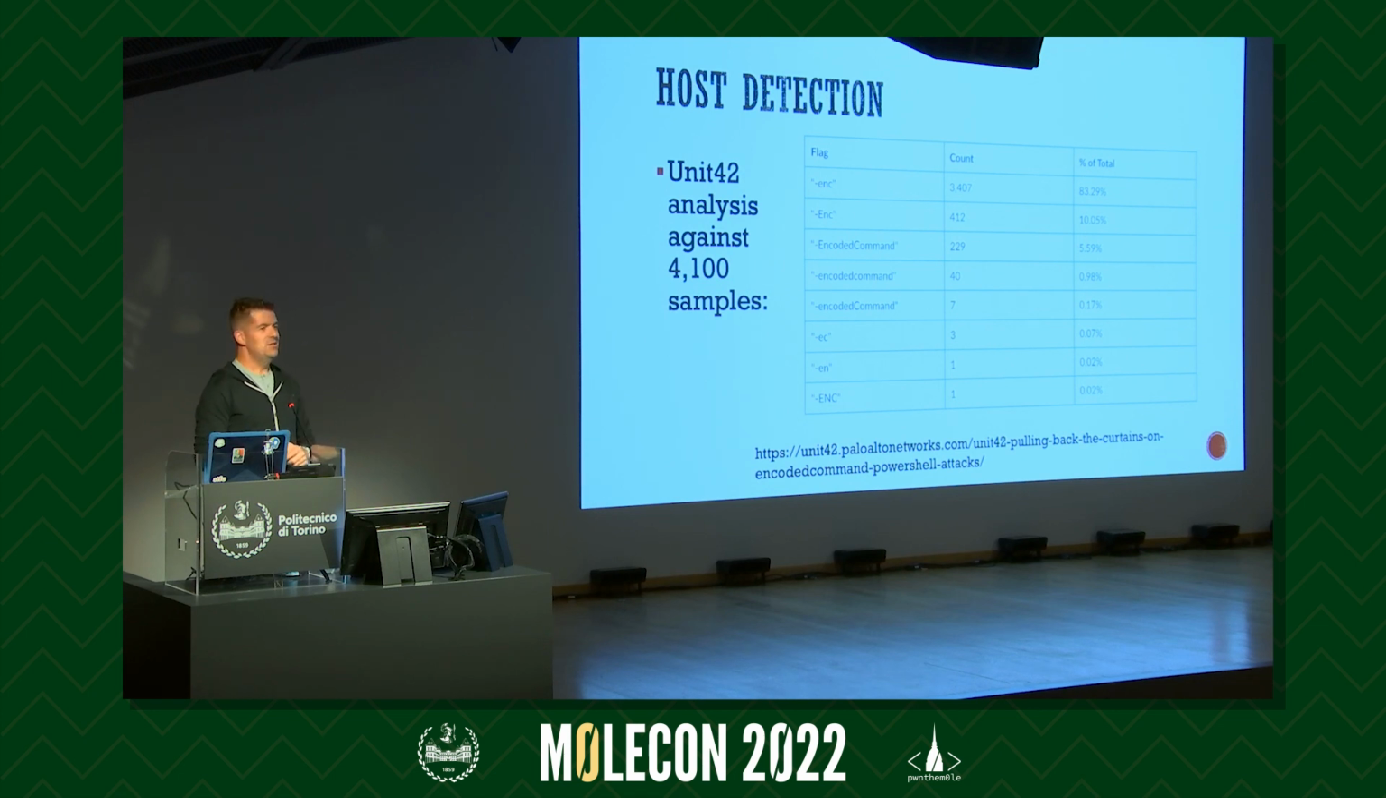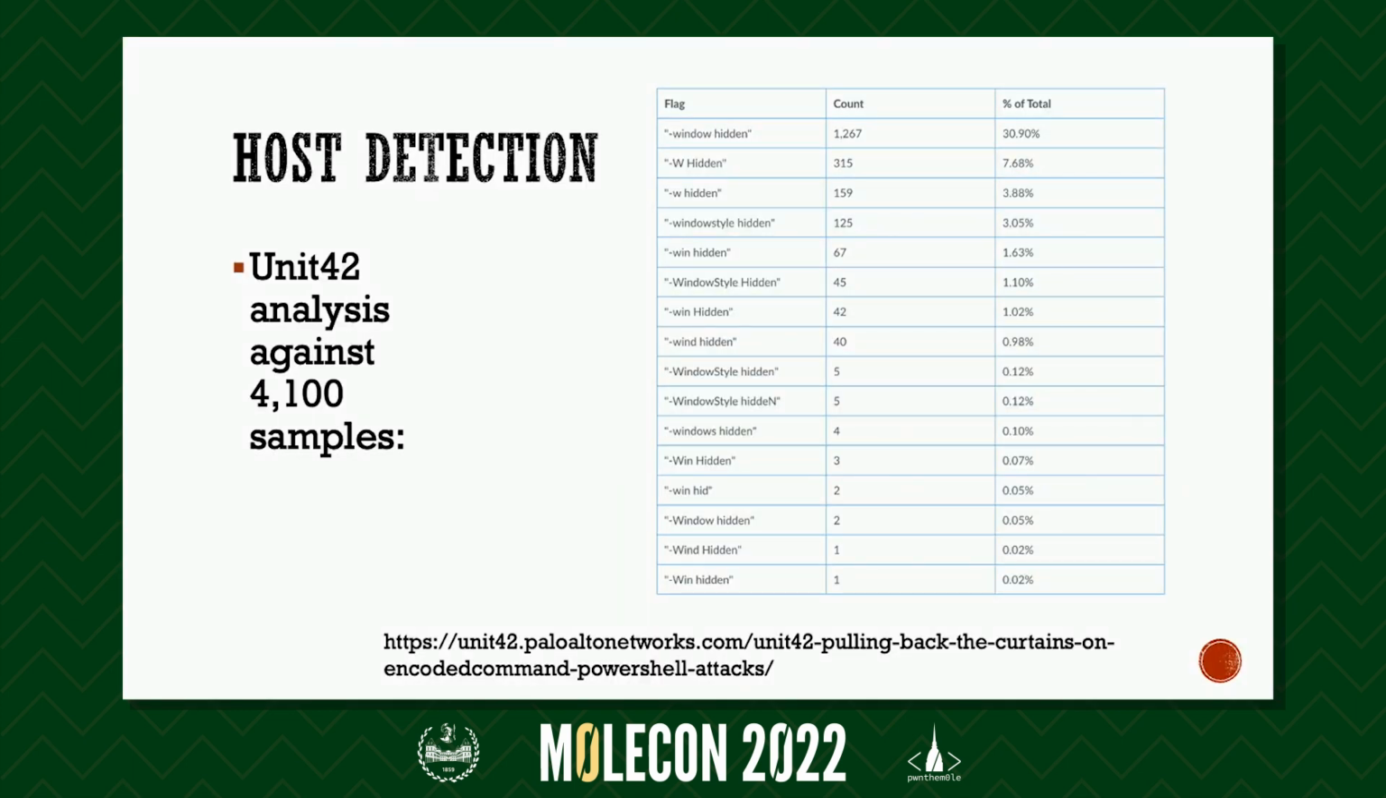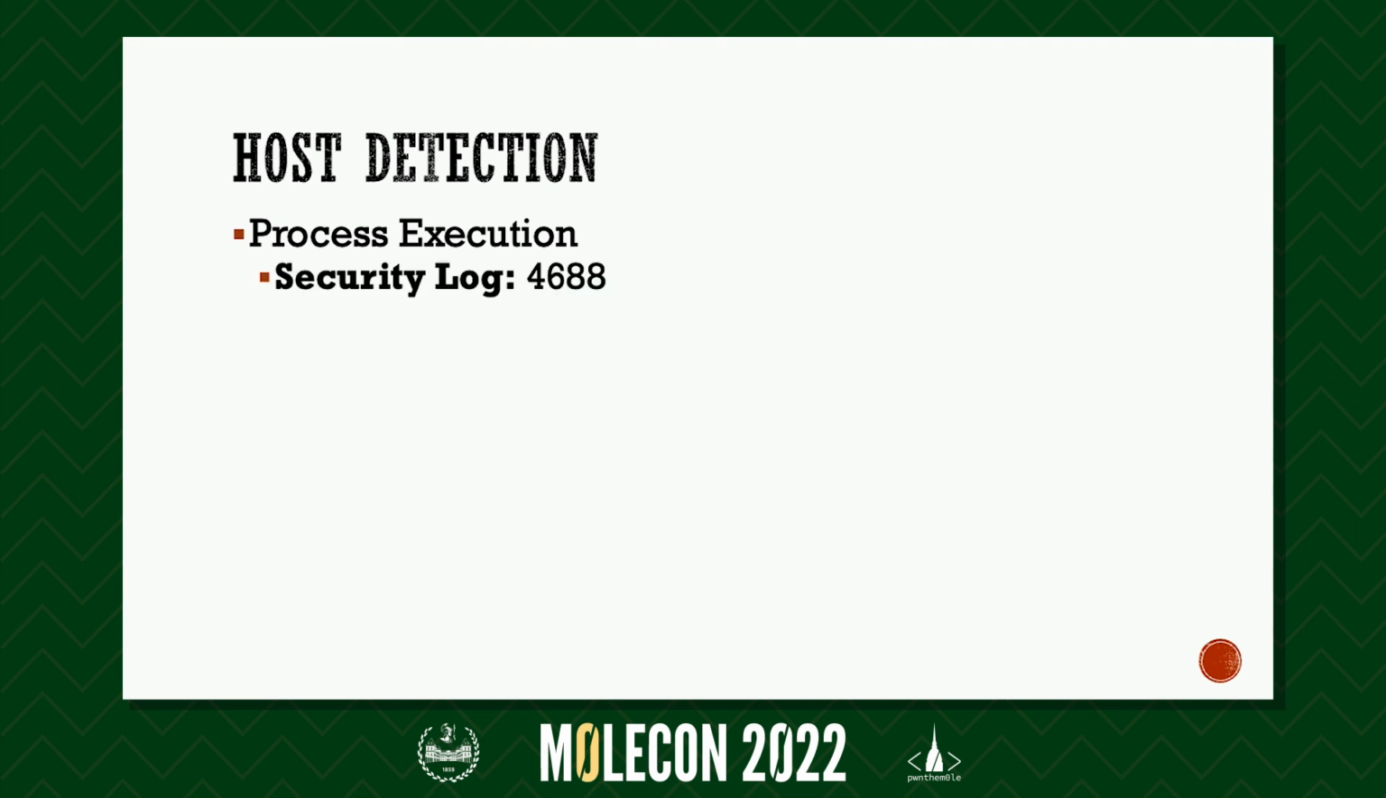Multiple ways to encode base 64 data. Multiple ways to hide a window. Does that mean we write one detection and forget about it and say we're done? No. This right here, everyone, is proof that our detections are working because adversaries are trying new and newer techniques.